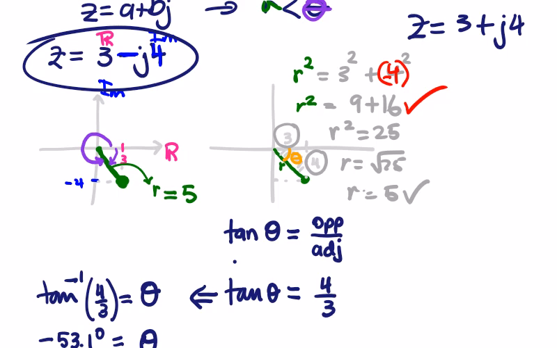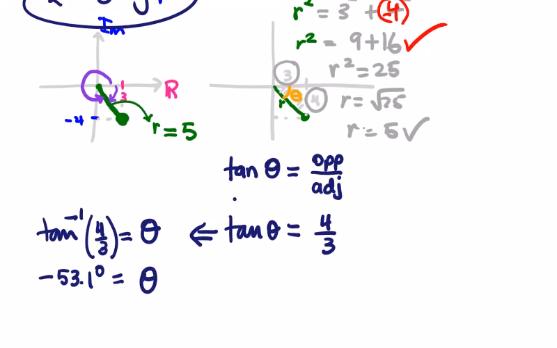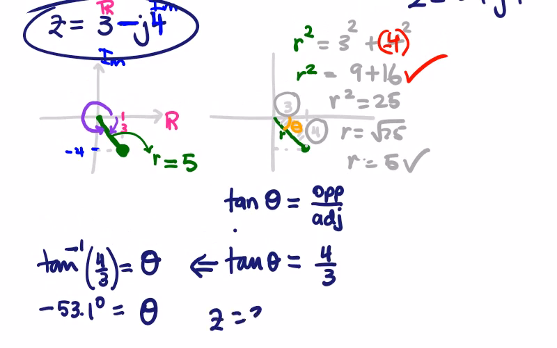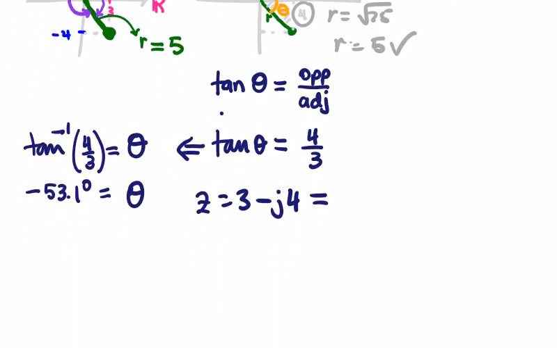So it's always important to draw the diagram, and now we can tell our answer here. For the original z equals 3 minus j4, we can say this is equivalent to, so we first write the modulus and then the angle theta. So the modulus is 5, and we use that symbol of less than, just like that, or also looks like an angle, negative 53.1 degrees.